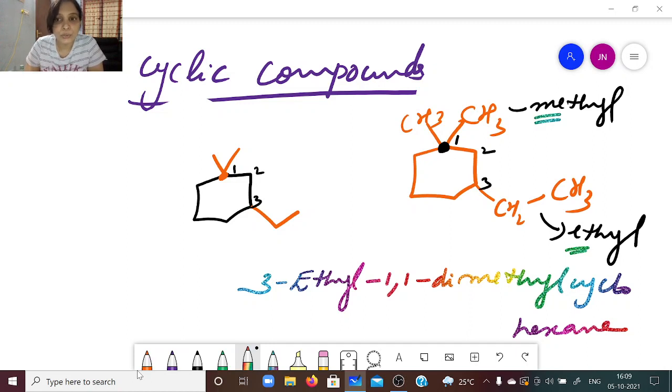So today I told you one more rule for branched hydrocarbons and the rules for naming the cyclic compound, how to number and all. Now one more important thing you have to study, that is functional group. When more than one functional group is present in a compound, how can we name it? That will be taken in the next class.